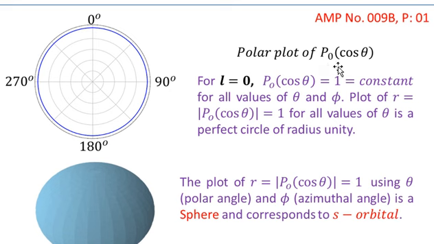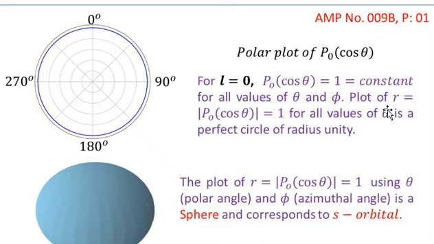This is the polar plot of P naught. P naught means that here I am talking about the quantum numbers. Here the orbital quantum number L is 0. If you put the value of L equal to 0 and also M equal to 0 in the formula of the polynomial that was given in the previous slide, you will notice that P naught as a function of cos theta is equal to 1, and this is constant for all values of theta and phi.